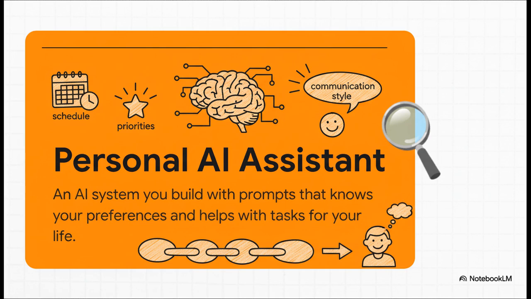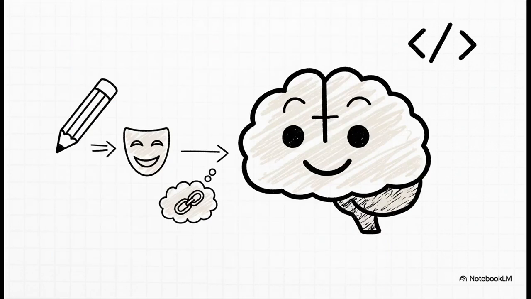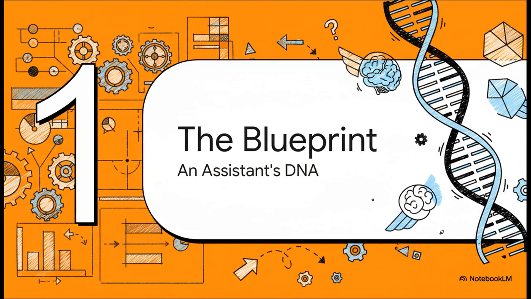So what's the answer? It's the personal AI assistant. And the key part of this whole definition is that it's a system that you build, not with complicated code, but with smart, structured text prompts. It's an AI that you've basically trained on you, your priorities, your schedule, your way of talking. And this is the best part, seriously. You do not need to be a programmer to make this happen. If you can write an email, you have all the skills you need to build a personal AI assistant. It's all about how you craft the right prompts to give the AI a personality, a memory, and a real understanding of your world.